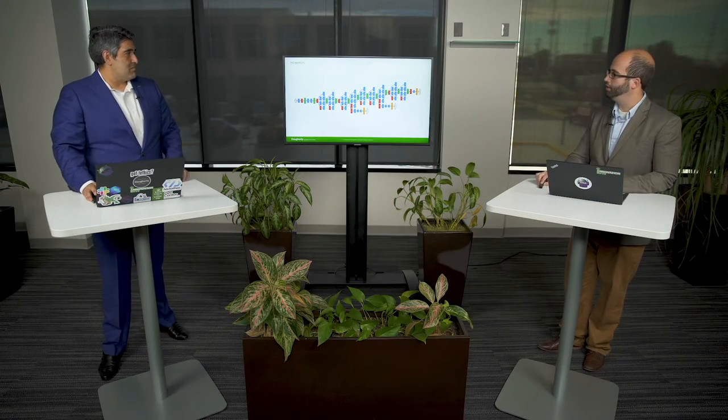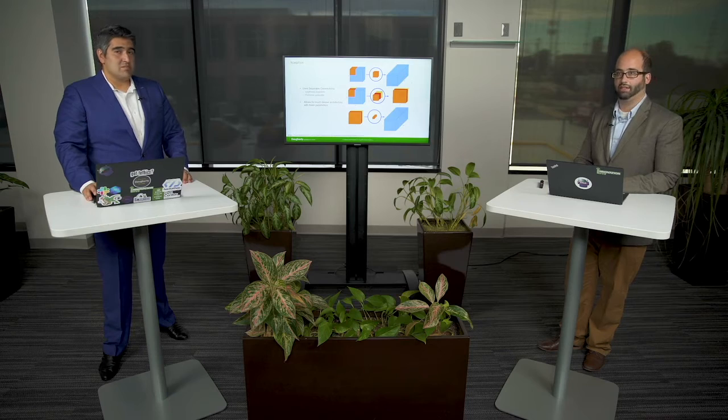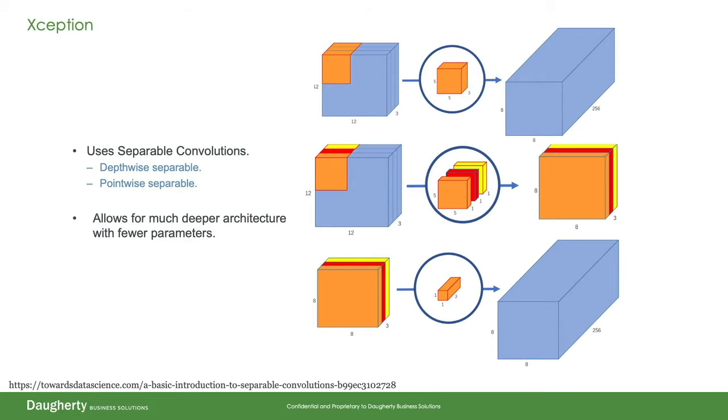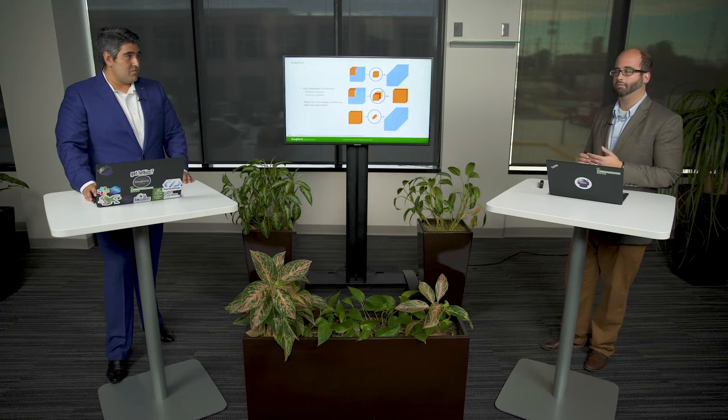So finally, we looked into the exception, or extreme inception. Of course, it's named that. The idea behind this is it uses separable convolutions instead of a normal convolution. So at the top here, we have a normal convolution. You see we have a 12 by 12 by 3 image, and we apply a 5 by 5 by 3 filter. Now what this does is it works along the spatial and channel dimensions. This leaves us with an 8 by 8 by 1 output, and we apply 256 of these. So that is 5 times 5 times 3 times 8 times 8 times 256 calculations for this one layer. That's a lot. And again, that's one layer.